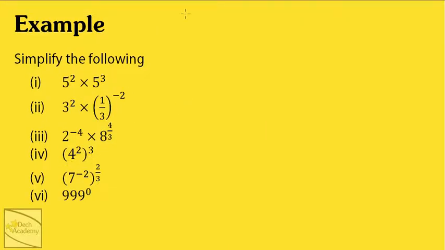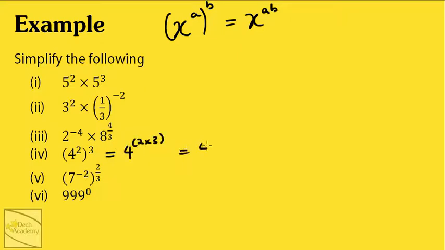For case 4, all you have to recall is the formula I just used, which is the following one. x raised to the a, raised to the power of b, is equal to x raised to the power of a times b. So here I have 4 raised to the power of 2 all raised to the power of 3, which is going to be 4 raised to the power of 2 times 3, which is equal to 4 raised to the power of 6.